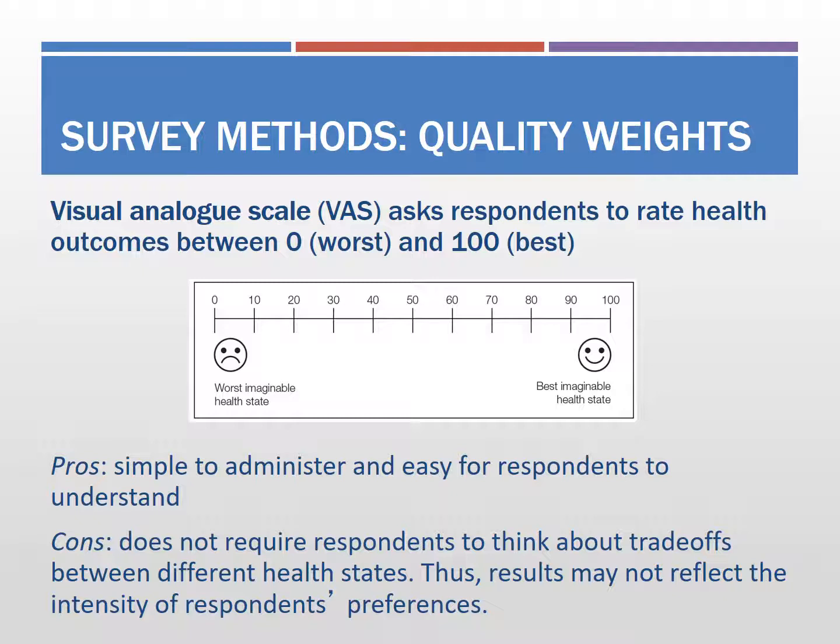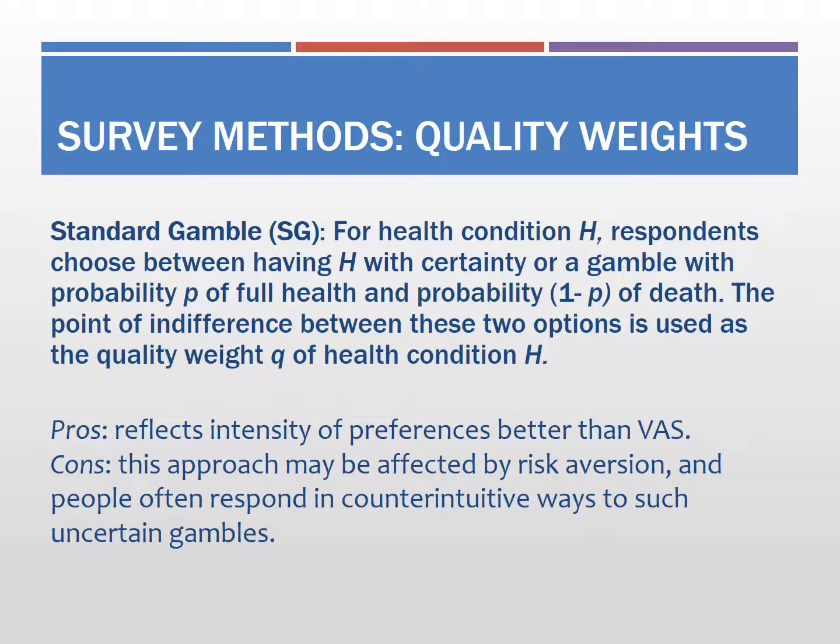However, some economists are not very happy about these surveys because they do not require the respondent to think about the trade-off between different health statuses. So the result may not reflect the intensity of the respondent's preference. In order to provide these trade-off options, there are other types of surveys available for asking the same questions. The second common type of survey that economists usually use is what we call the standard gamble.